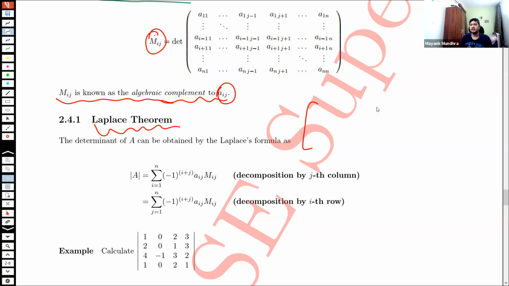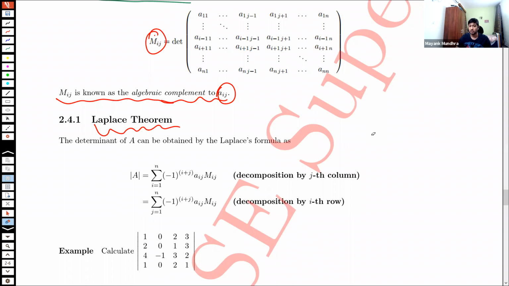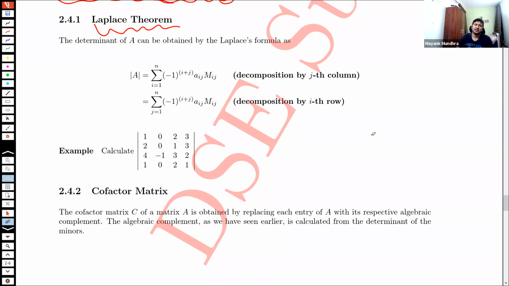So generally, when we look at the determinant of a matrix, we always start with the first row. We look at the first row and we proceed in the first row format. This times this cross multiplication minus this times this cross multiplication plus this times this cross multiplication. Now Laplace theorem claims that if you don't want to do it in terms of the first row or the first column, how could you do it?